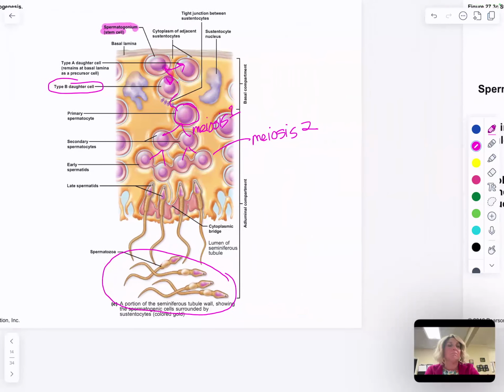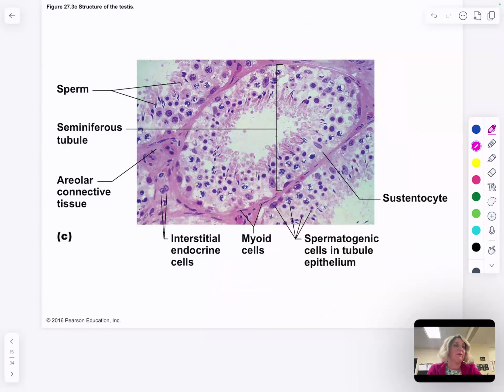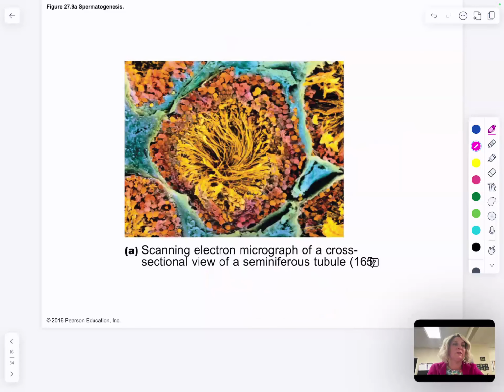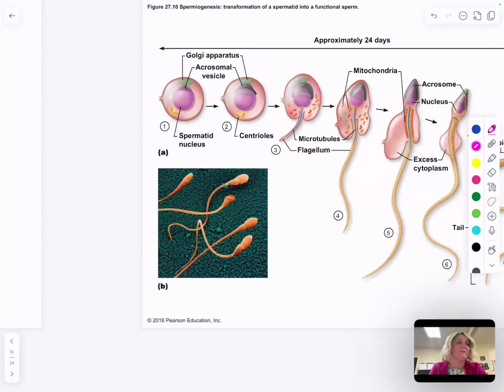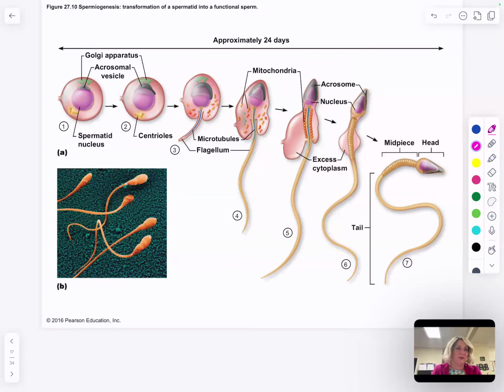Okay, we already went through this. And these are all tails that are inside of this seminiferous tubule. So out here in the interstitial fluid is where the testosterone is going to be produced. While the seminiferous tubules, that's where all the sperm are, and you can see all the crazy tails in there. Is that interesting? Okay. I really like this picture too.